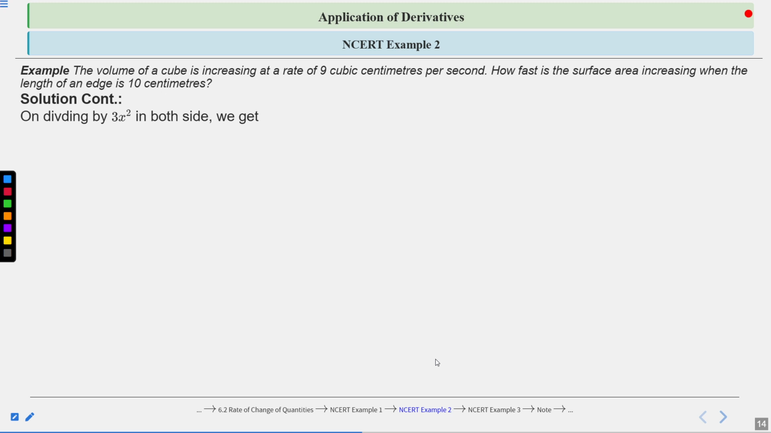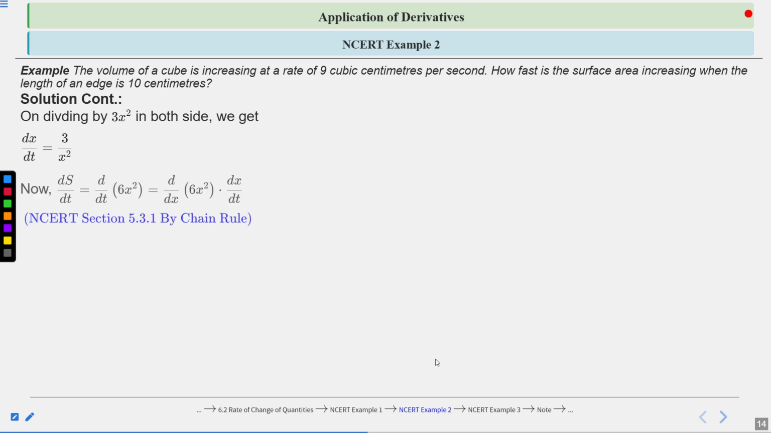Now on dividing by 3x square on both sides, we will get dx upon dt equal to 3 upon x square, right? Now we need to find ds upon dt, right?